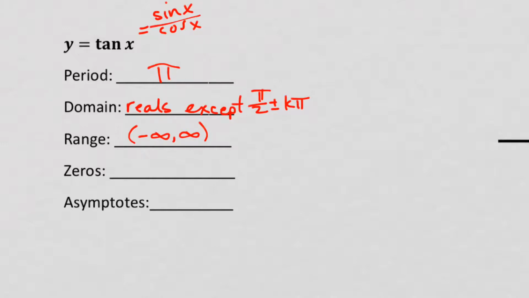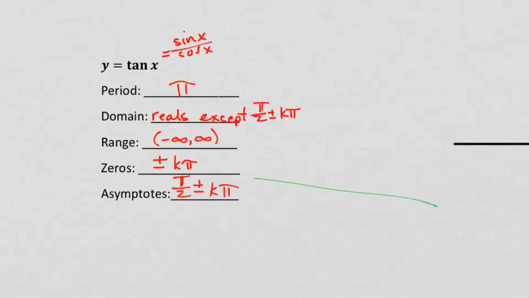Alright? We do have zeros for tangent, and the zeros are going to happen when the sine was 0. If you recall from where the sine was 0, if you look up at the top of your paper, it was 0 at plus or minus k pi. Now, asymptotes are values that we leave out of our domain. Those are our vertical asymptotes. And so here, because we left out pi/2 plus or minus k pi from our domain, those are going to be our asymptotes. So let's take a look at the graph.